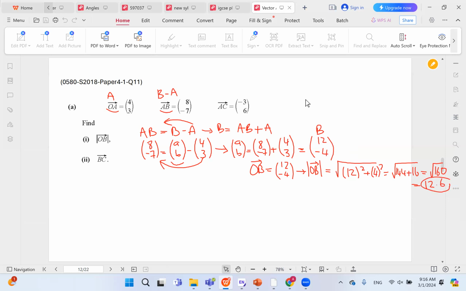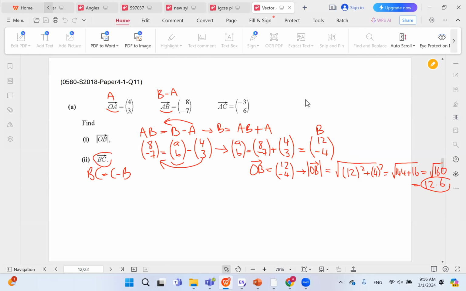Now, for question double I, we want to get the vector BC. So how do we get the vector BC? Simply, there are two ways. First of all, you can think of BC as C minus B. And then to get BC, we need to first get C. But that will be very complicated.